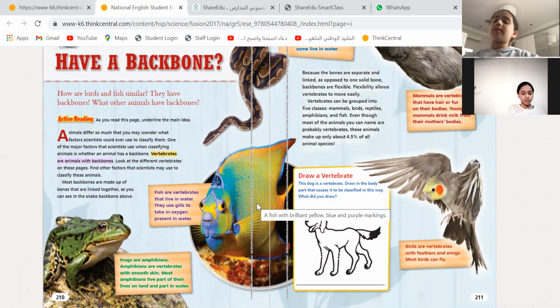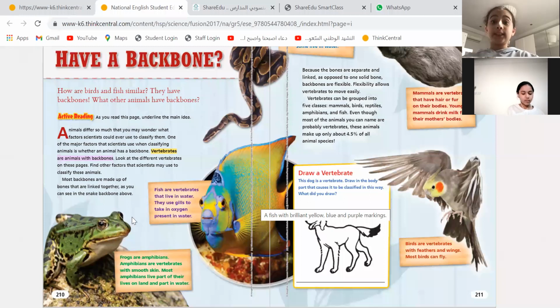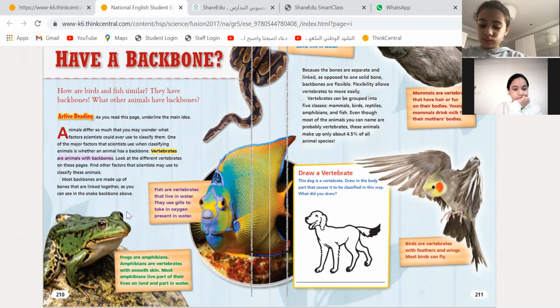And this frog is an amphibian. Amphibians are vertebrates with smooth skin. Most amphibians live part of their lives on land and part of it in water.